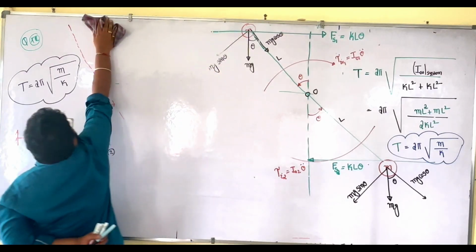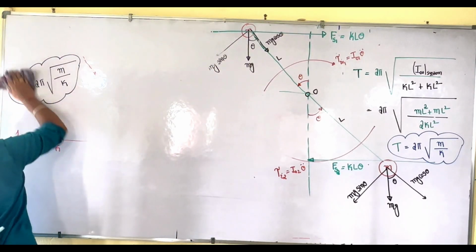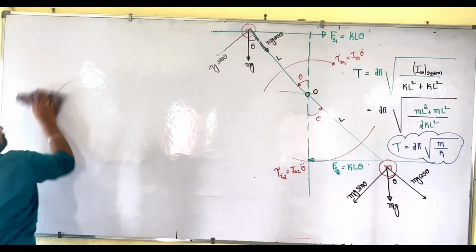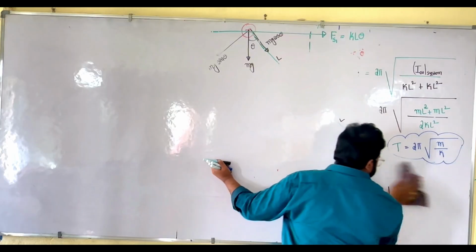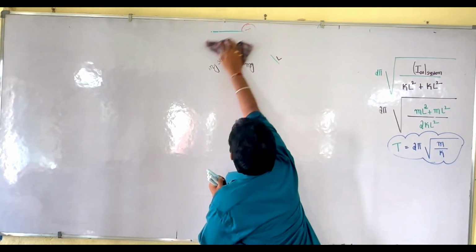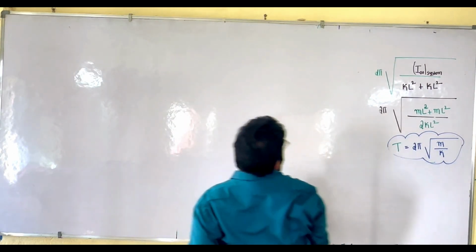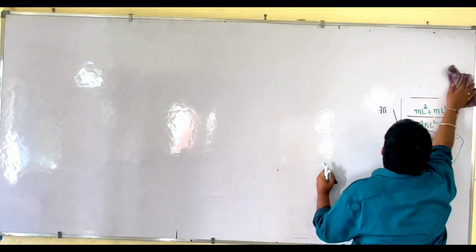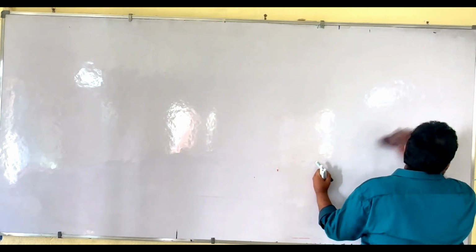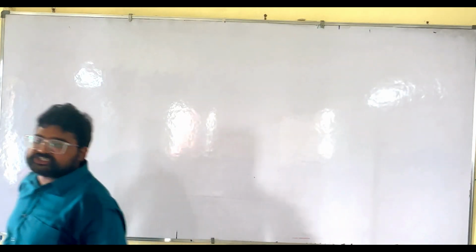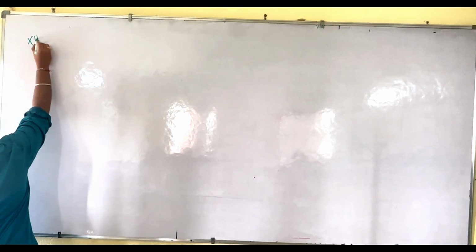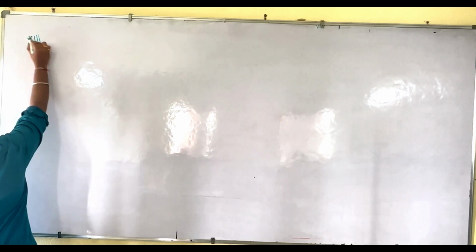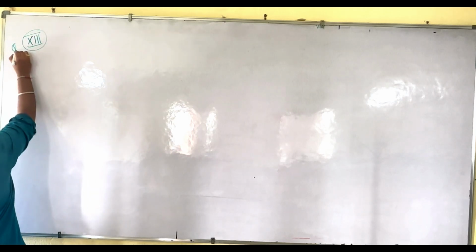Next, coming to one of the previous year questions. Question number 13. Annular disc or halo disc. What is the mass moment of inertia of the halo disc, or so-called annular disc? Okay, what is the question? Question number 13.